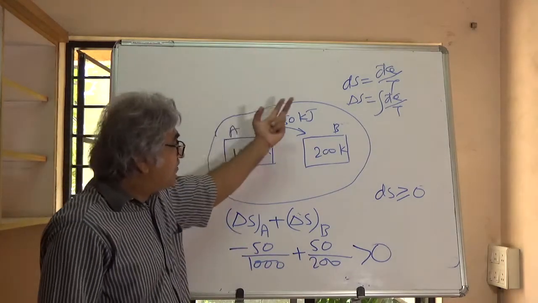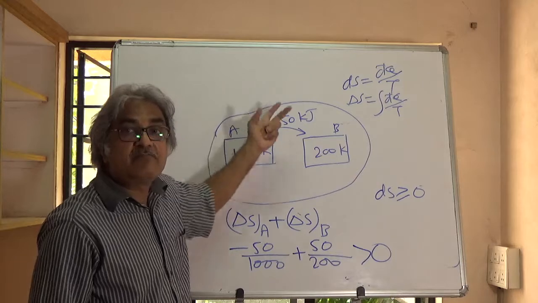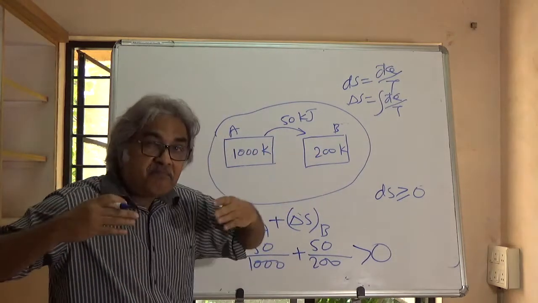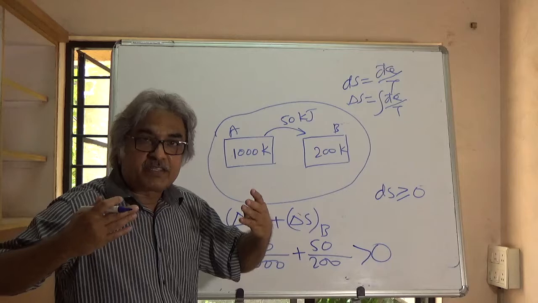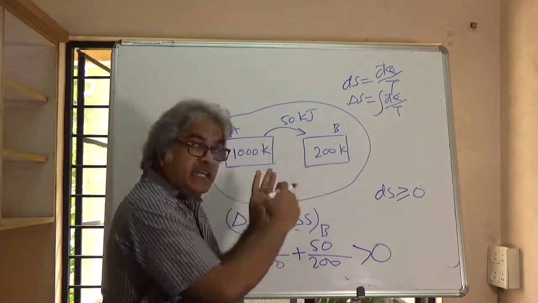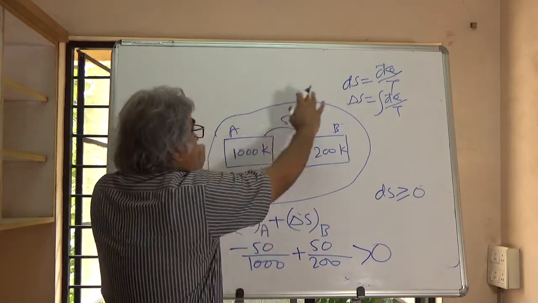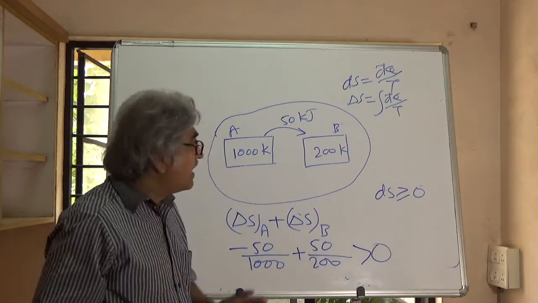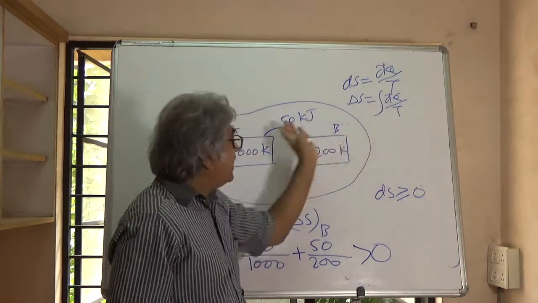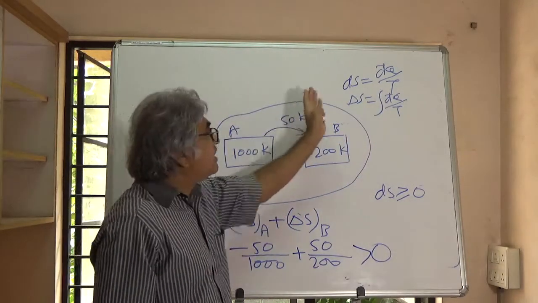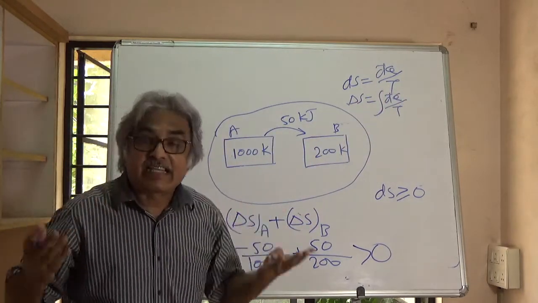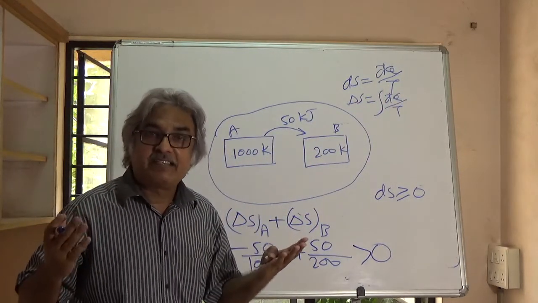That means what has happened? The entropy of the system has increased because the system has undergone an irreversible process. As a result, the entropy of the system has increased. What about the entropy of the surroundings? It is unaffected because the system is isolated from the surroundings. So the entropy of the universe has increased.